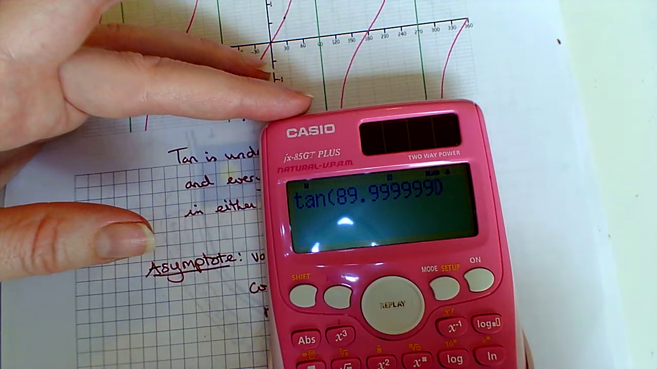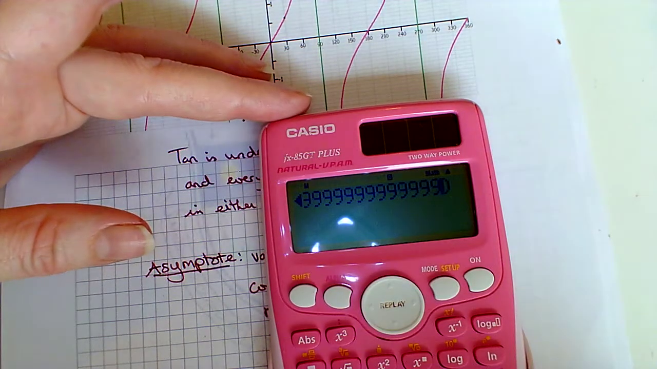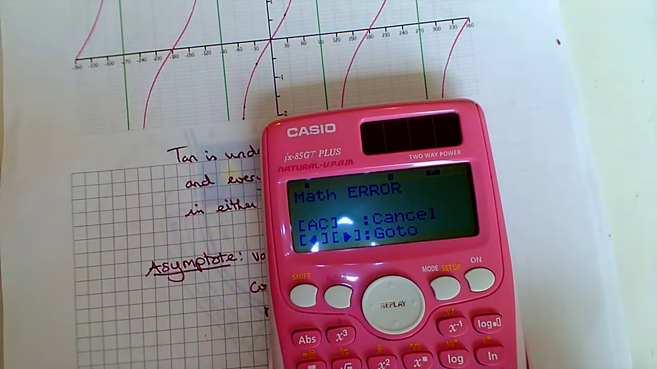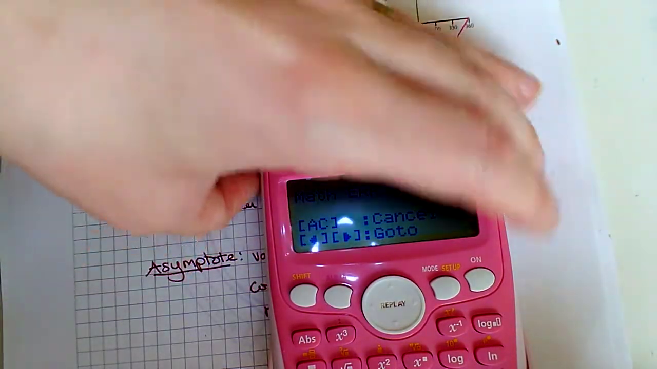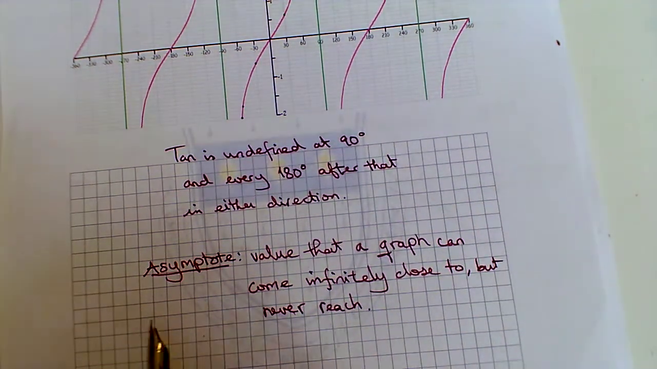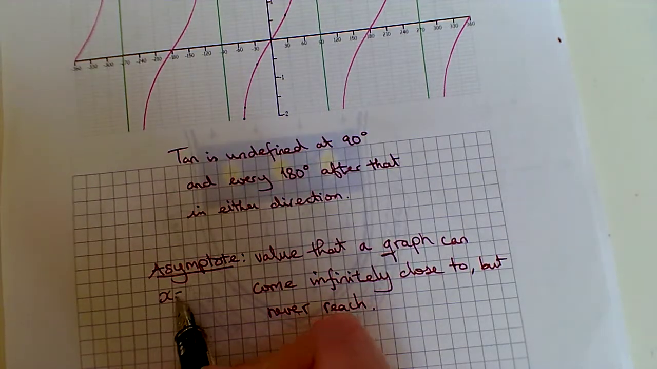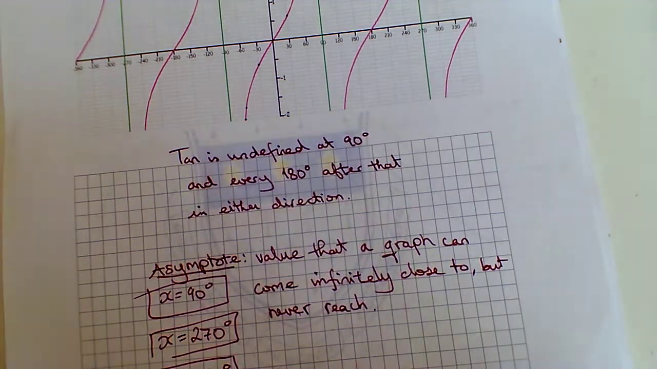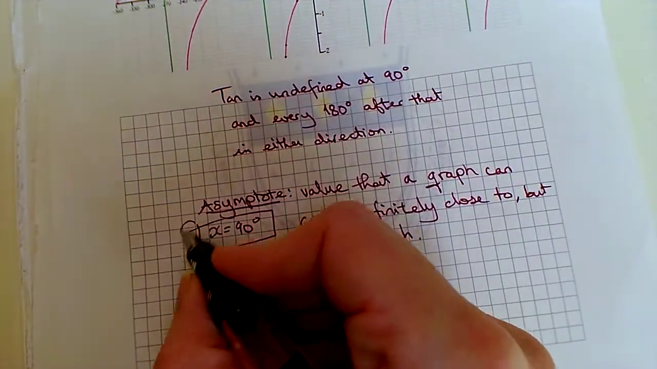So it doesn't matter how many nines I fill in here, however many my calculator will take. The calculator just ran out of space there, so it rounded it to 90 degrees and then it gave me the math error. But we can theoretically come infinitely close, 89.99999, however many times we want, so long as we don't actually reach 90 degrees. And that value, when x is equal to 90 degrees, is called an asymptote. And of course, x equal to 270 and x equal to minus 90. Those are all asymptotes for tan of x that it can never reach.